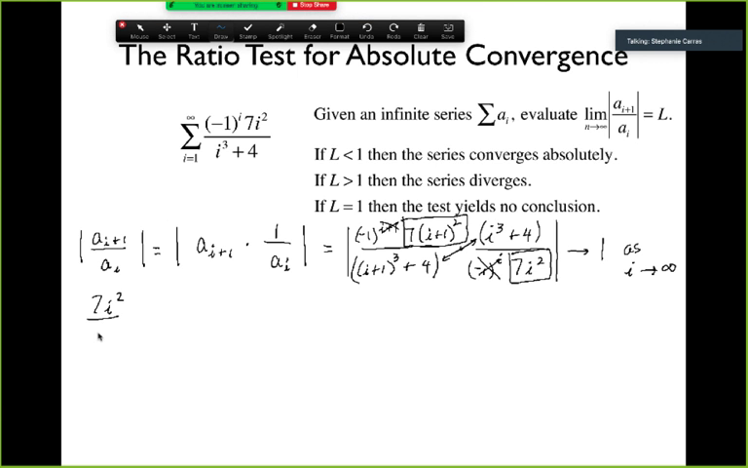Alternating test? Can we use the alternating test? All the terms are positive. What about this sequence, 7i squared over i cubed plus 4? It's a decreasing sequence. They're all positive. And what's the limit of the sequence? 0. Definitely 0, right? Because I got a higher degree in the denominator than the numerator. So all the conditions are met for the alternating series test. You got positive terms that are decreasing, and they decrease to 0, and then it alternates.